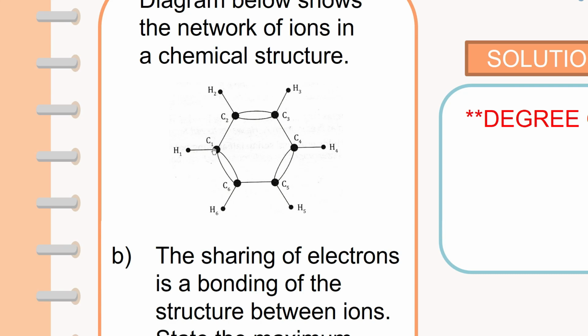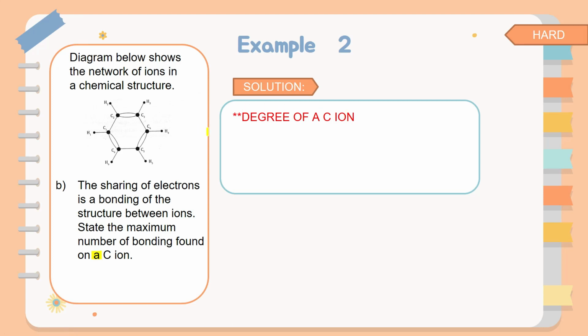Let's recalculate. Carbon 1 has 4 vertex, which is this 1, 2, 3, 4. Then carbon 2, 1, 2, 3, 4. The same goes with carbon 3, 1, 2, 3, 4. Each carbon has 4 H. Also, we have learned what the degree of a vertex is, which is the number of H on that vertex. Bilangan H yang ada pada suatu vertex tersebut. Ini maksud soalan bagi B ni, degree of a C ion, bonding found on a C ion, di mana mewakilkan satu karbon ion saja.